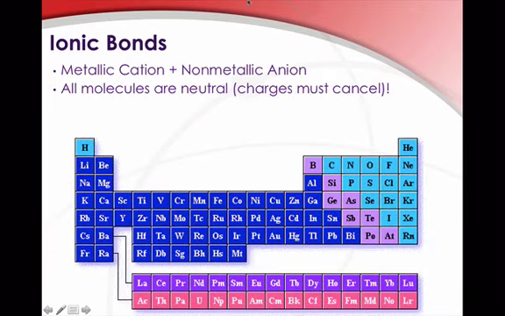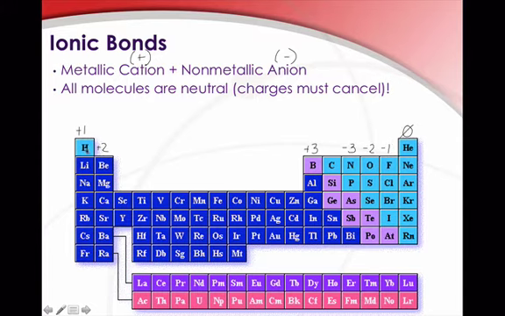And then talking about the ionic bond for just a second. So metallic cation, remember cations are your positive, non-metallic anion, which is your negative part. All molecules are neutral, which means your charges must cancel. So really quickly, if we remember back on your periodic table, the charges here of everything, plus or minus 4, and then it goes minus 3, minus 2, minus 1, and then these don't have a charge.